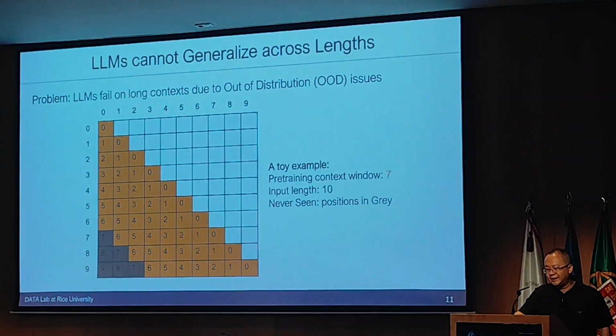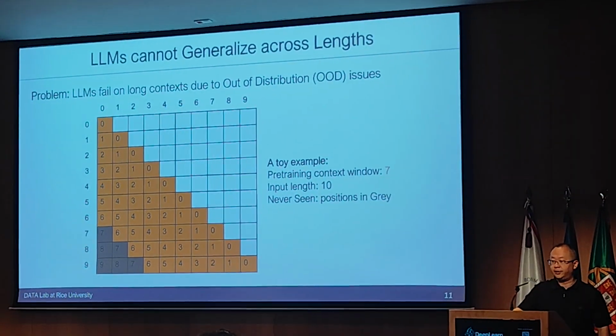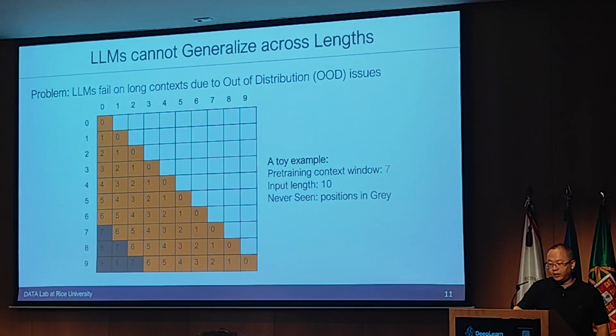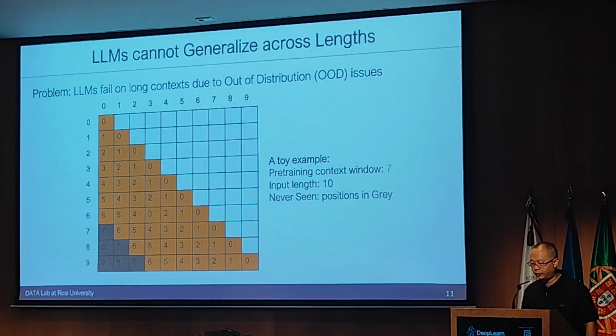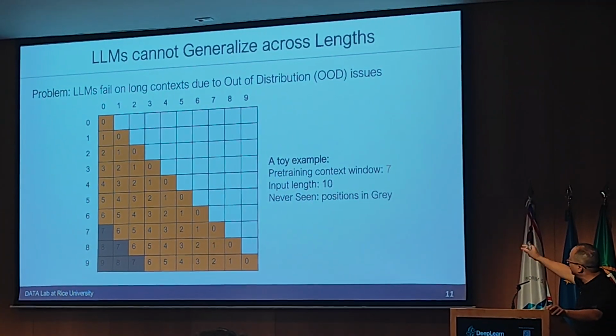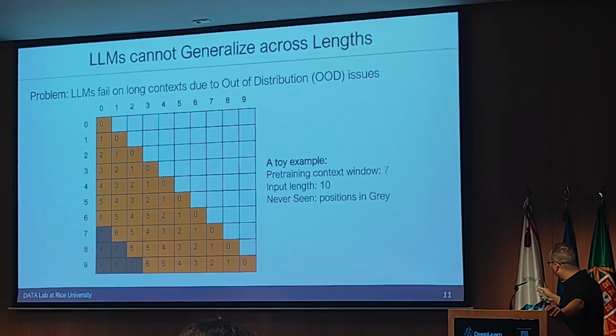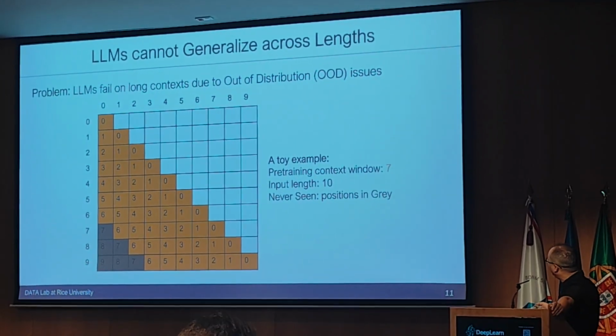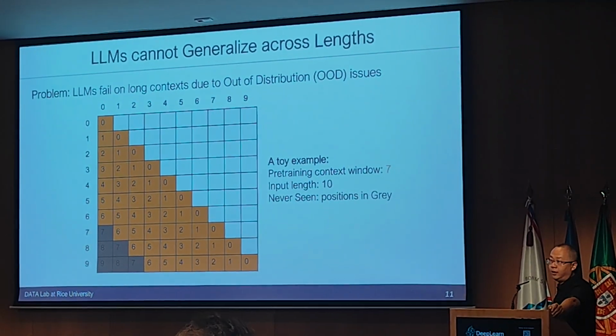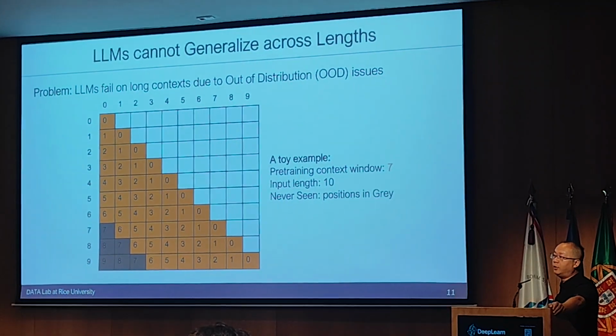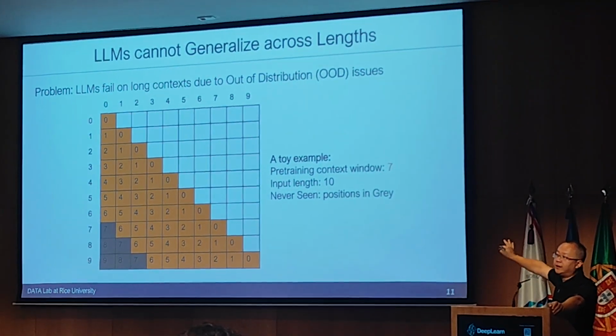Large language models cannot generalize across lengths. They may fail on long context due to the out-of-distribution issue. Here is a toy example. In this toy example, the pre-training context window is 7, meaning at the time of training the model. So this is a toy example, okay?